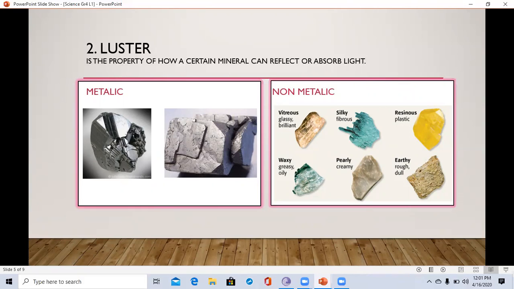minerals, like the vitreous, which is glassy. Then you get silky, which is a more fibrous type of mineral. Then you get resinous, which is plastic. Then you get waxy, which has a greasy or oily feel to it. Then you get pearly, which has a silky, creamy type of feel to it. It looks very creamy. And then you get earthy, which is a rough, dull look like rocks.